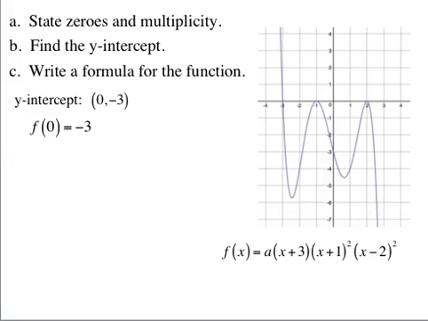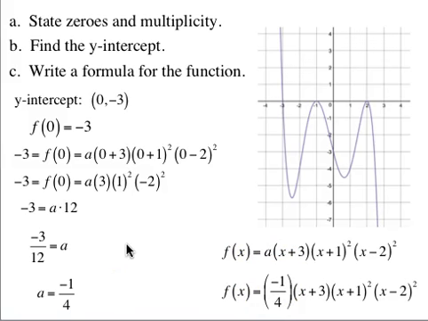a times 0 plus 3, 0 plus 1 squared, 0 minus 2 squared. -2 squared is 4, times 3 is 12, so we get what? -3 is 12a. Divide by 12. -3/12 is a. -1/4 is a. And then just go ahead and replace that a with -1/4, and we have a representative formula for the given function.